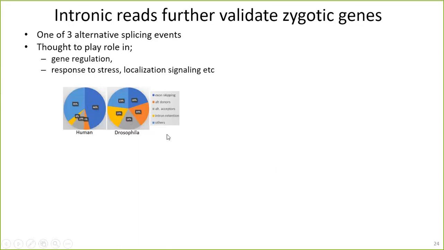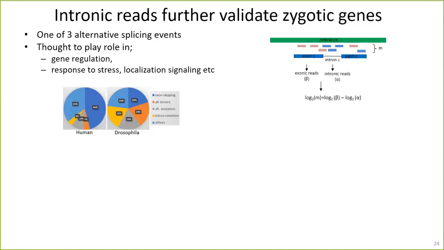And the idea with intron retention here is very simple. So what you do is get the reference, align all your reads, and then identify which reads align to the exons and which reads align to the intron. And then split the reads into exonic reads and intronic reads, and then perform a downstream analysis, okay?